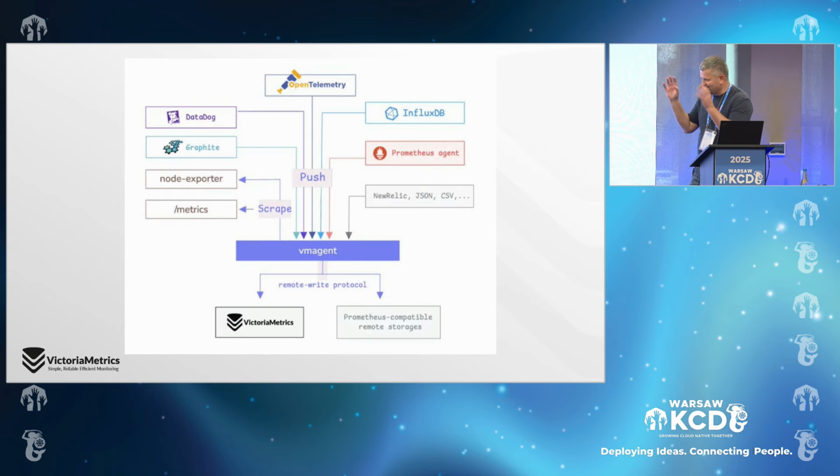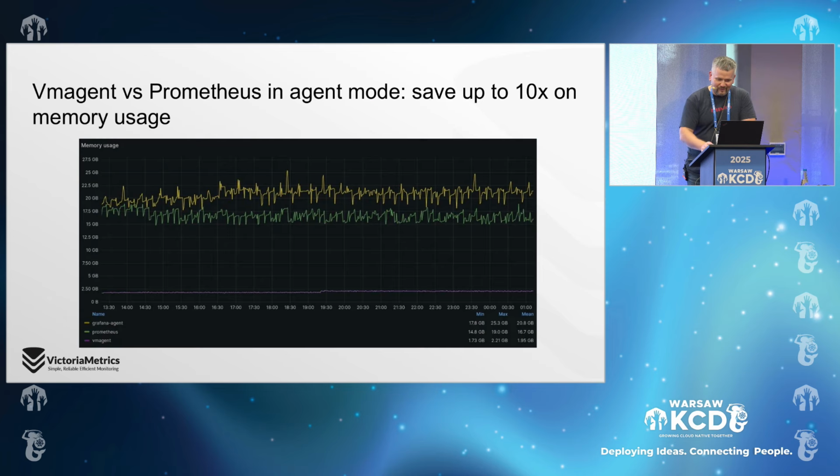So it's a very versatile system. But the main advantage of the system is that it allows you to save a lot of costs, because it uses literally 10 times less memory compared to Prometheus in agent mode. Prometheus in agent mode is a Prometheus which collects metrics and then sends them to some configured destination. It doesn't store them locally.